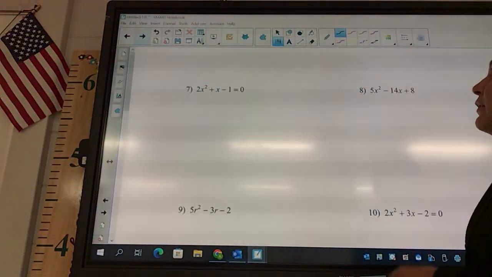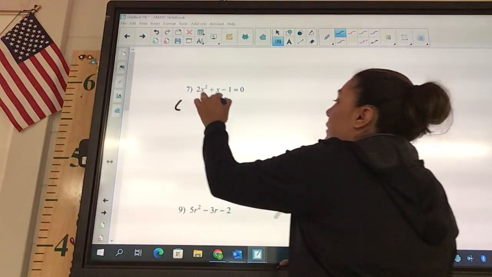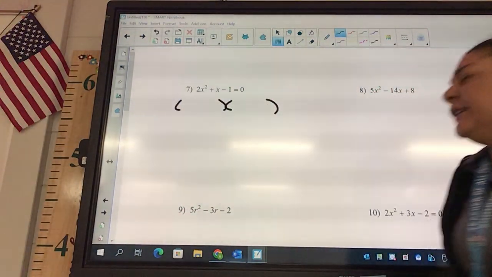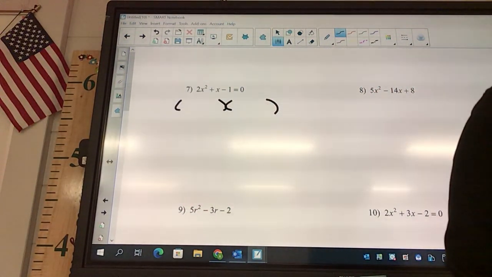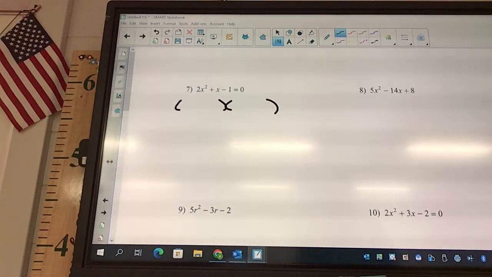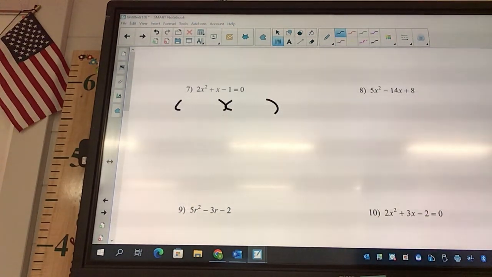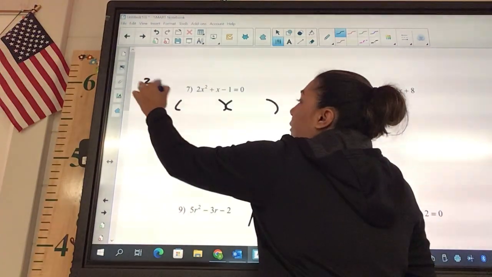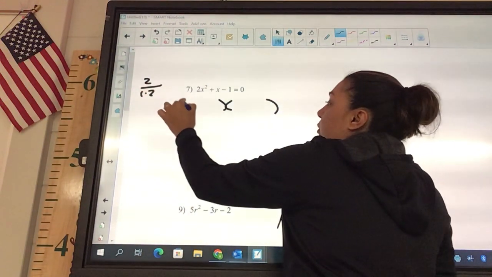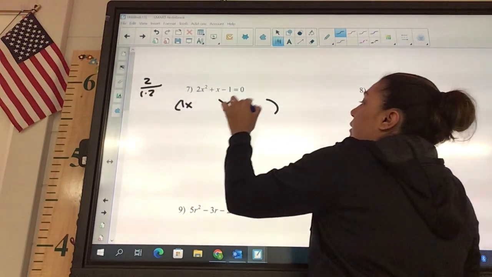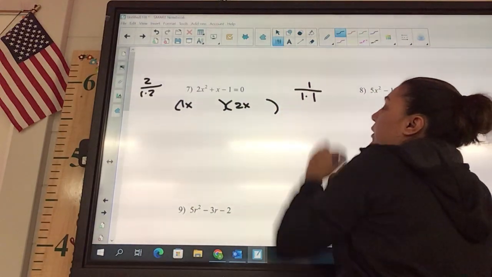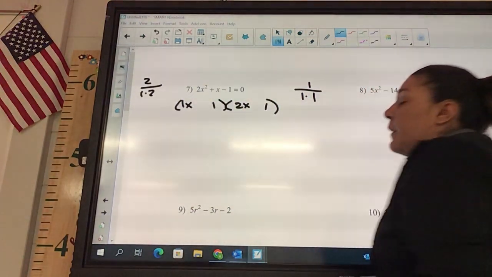Okay, look at 7. Draw your parentheses. Is this one going to be easier or harder? It should be easier, okay, because our number is 1. Okay, so we find the factors of our first number, which is 2. So we got 1x, 2x, and we got a 1. So that's only going to be 1 times 1.